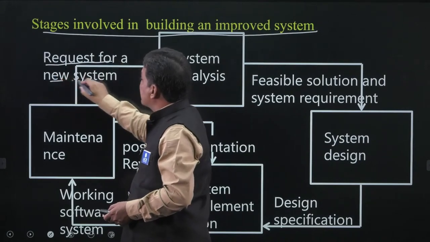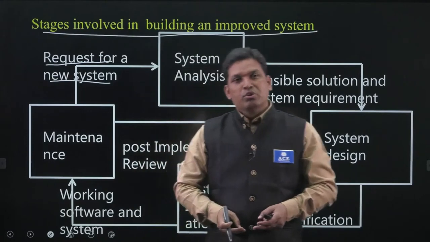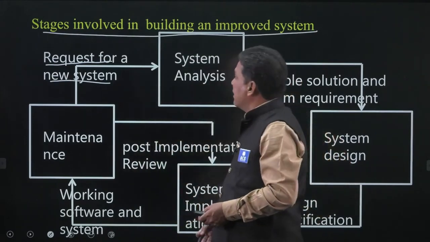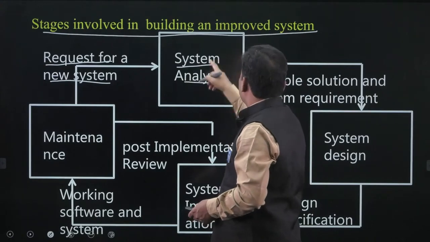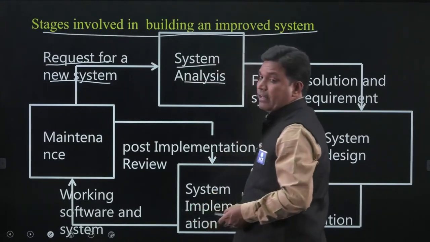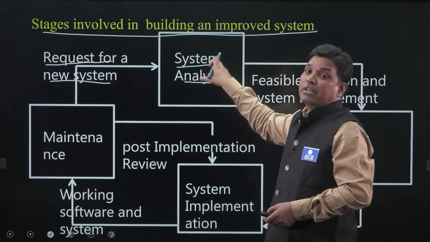So the request was given for building a new software system. So the new software system request was received here. Based on that request, system analysis will take place. In this system analysis, what are the things that will take place here? Preliminary investigation, that means to say a feasibility study will take place.